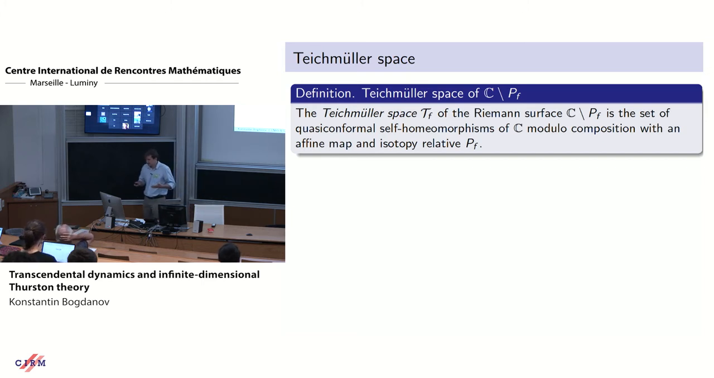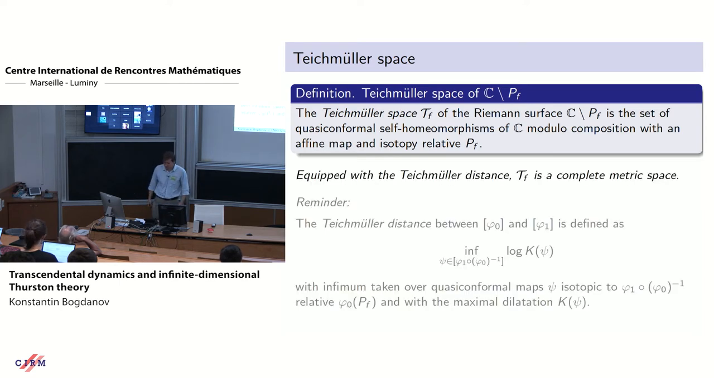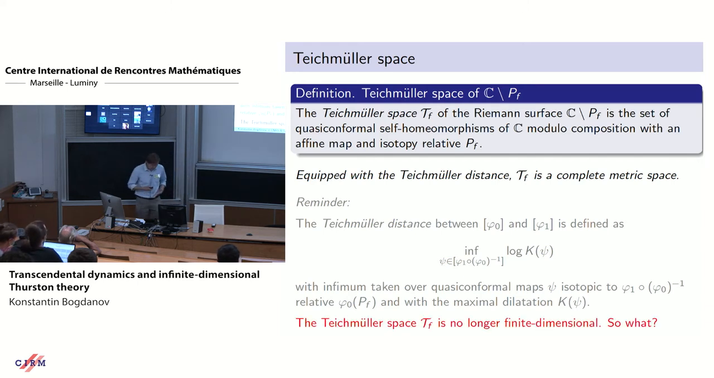And then we use the standard definition of the Teichmuller space, which is simply the set of quasi-conformal self-homeomorphisms of the plane, up to relative composition with an affine map and isotopy relative to the set P_f. What you need to remember is that there is a special distance function called the Teichmuller distance on the Teichmuller space. With this distance, the Teichmuller space is a complete metric space. So we have this infinite dimensional Teichmuller space.